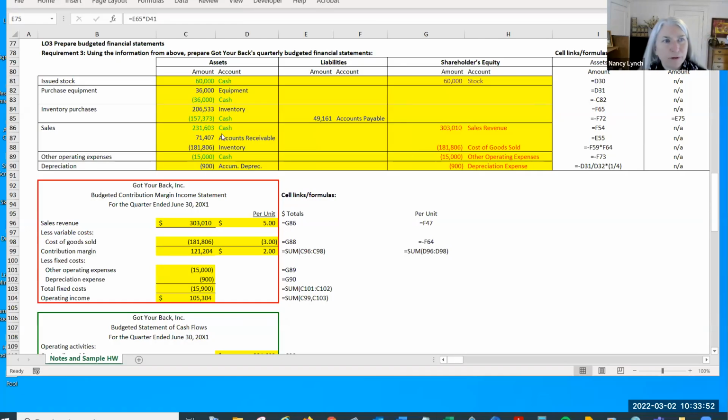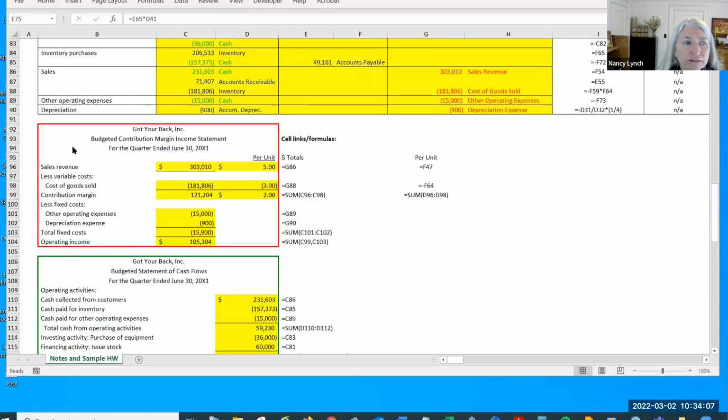In this video, I'm going to go through an already completed budget for the quarter. In doing that, I'm going to take this information. This is a static budget, and this is set up as a contribution margin income statement, which is important for management accounting.